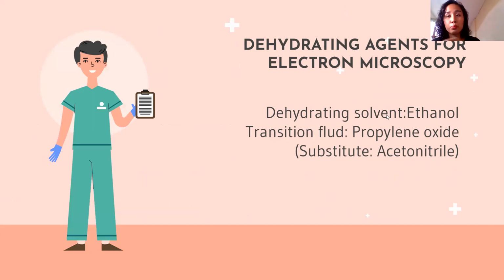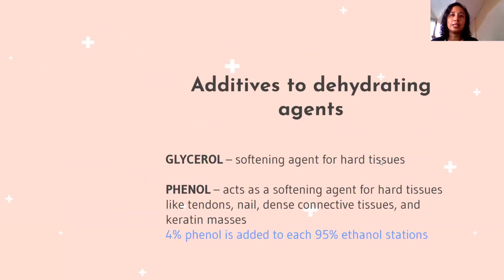So finally, guys, the dehydrating agent of choice for electron microscopy is ethanol with a transition fluid of propylene oxide. So propylene oxide class has these advantages according to Gregorius at ang substitute daw is acetonitrile.